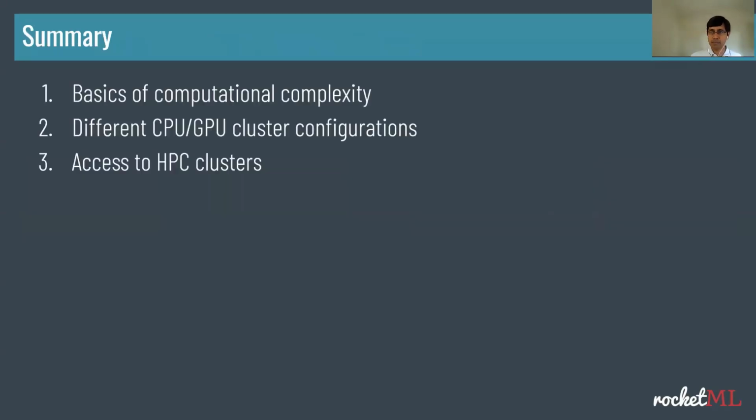So with that, we conclude this tutorial. The summary is we covered the basics of computational complexity, talked about space and time complexity in the context of deep learning training. And we discussed different CPU and GPU cluster configurations, starting from single node with a GPU, multiple GPUs, and how they are configured. And last, gave a quick summary around how to get access to these HPC clusters for doing your deep learning training workloads. Thank you.